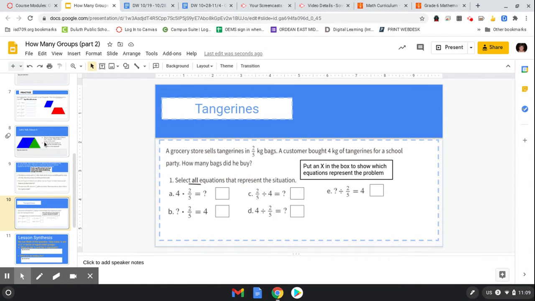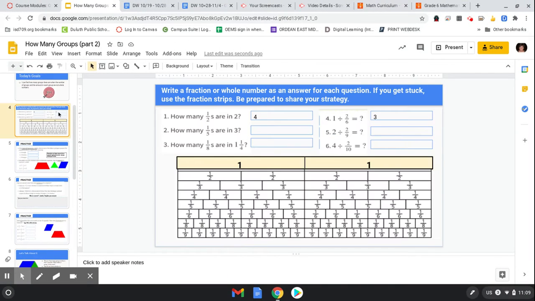If you remember, think back or go back to your taped fraction strips, and we're in the fifths. We know that there are 5/5 in one, but we want to know how many 2/5 are in 4. Well, we're going to count by 2/5. So here's one set of 2/5. Here's another set of 2/5. So 2, 3, 4, 5. So we have five 2/5 in 2, but we want to know 4.